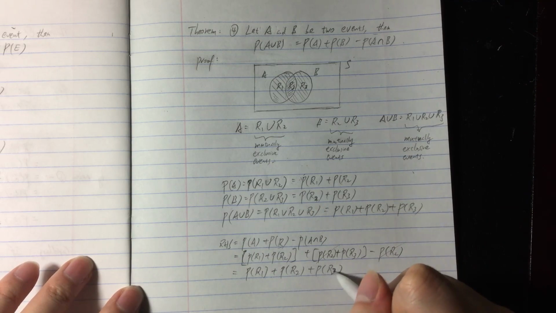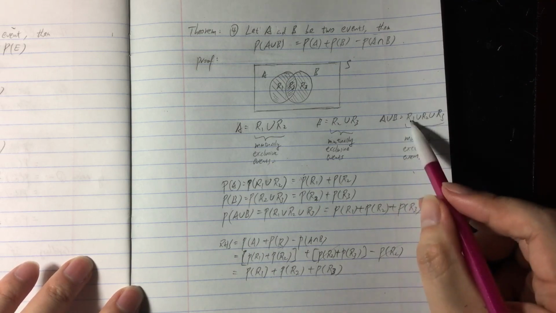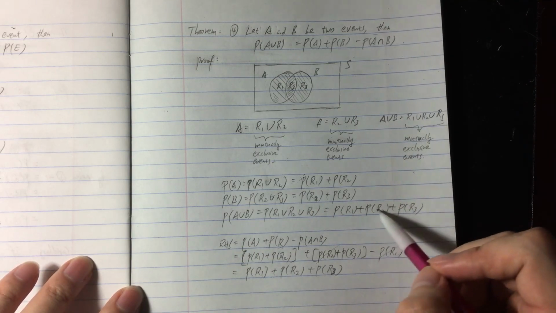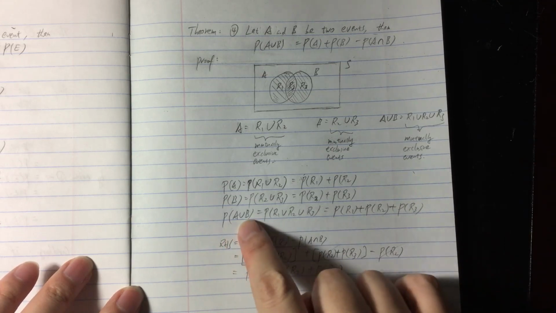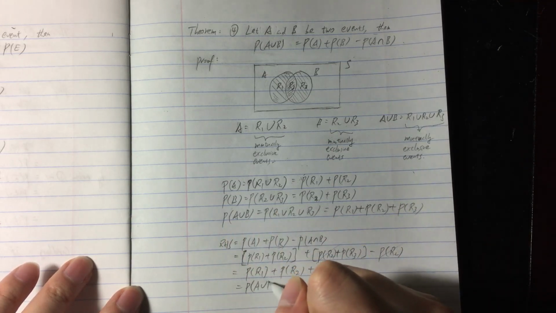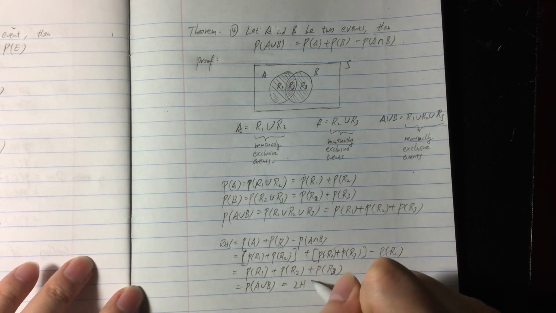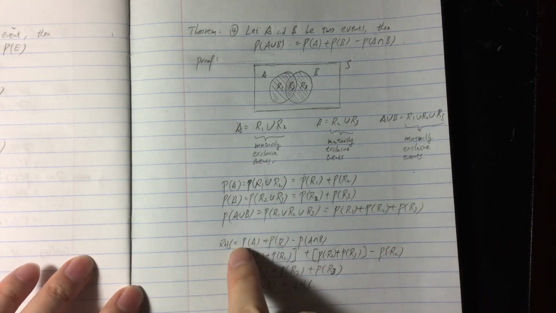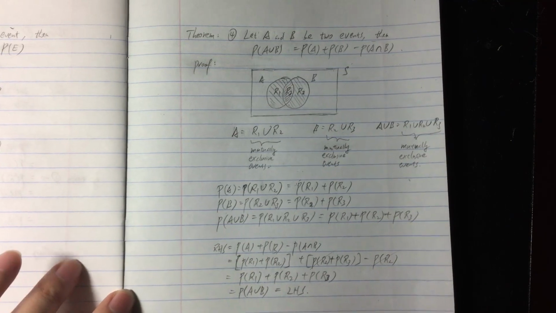And we know that probability of R1 plus probability of R2 plus probability of R3 is probability of A union B. That's the left hand side. So here we prove that the right hand side is equal to the left hand side. That completes the proof.